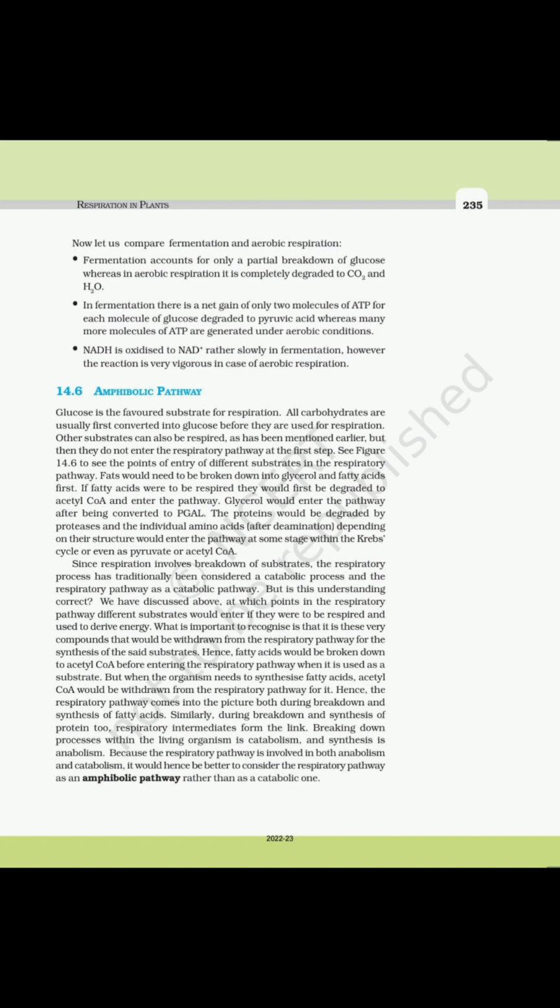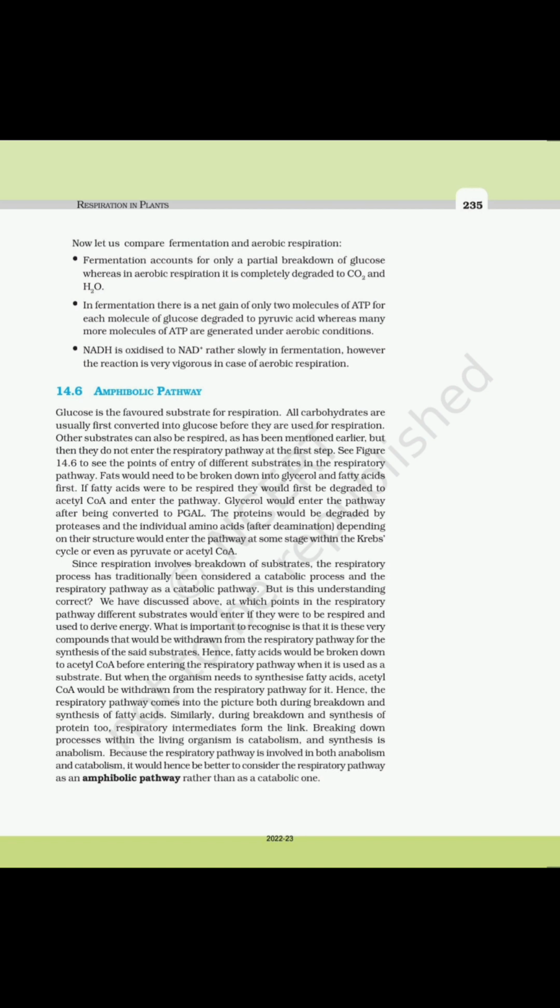Fermentation accounts for only a partial breakdown of glucose, whereas in aerobic respiration it is completely degraded to CO2 and H2O. In fermentation there is a net gain of only 2 molecules of ATP for each molecule of glucose degraded to pyruvic acid, whereas many more molecules of ATP are generated under aerobic conditions. NADH is oxidized to NAD+ rather slowly in fermentation. However, the reaction is very vigorous in case of aerobic respiration.